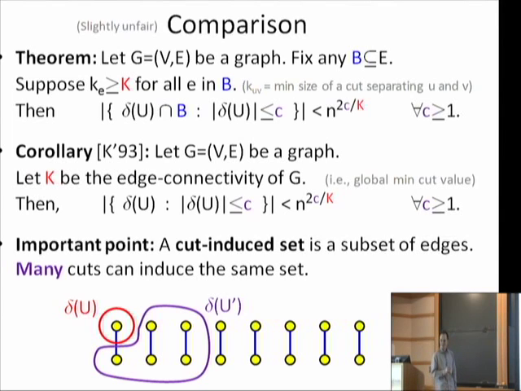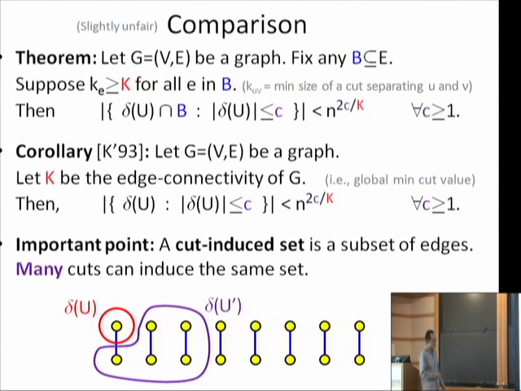The definition here is a little bit tricky. We defined a cut-induced set to be a subset of edges, and there are many different cuts that can induce the same set. What Ryan was noticing is that, for example, if I fix this one blue edge, then there's roughly 2 to the n cuts that separate only that edge, or 2 to the n over 2 or something like that, because I can arbitrarily choose each other blue edge to be on one side or the other side of the cut.